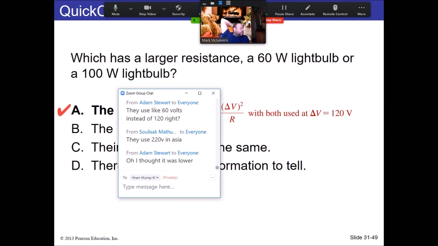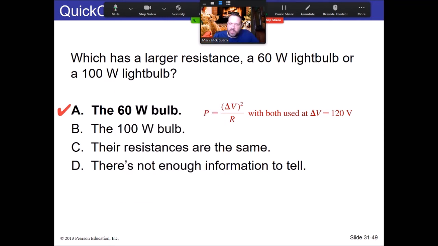It's all the same. So the 60-watt light bulb has a larger resistance. Because if you're hooked up to the same outlet, and the power is lower, it's because the resistance is higher. So your 100-watt light bulb is more efficient. It makes sense that it doesn't have a large resistance. We couldn't produce that much power if the resistance was actually higher.